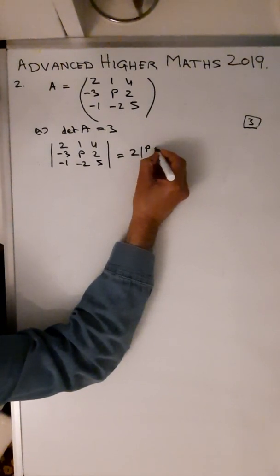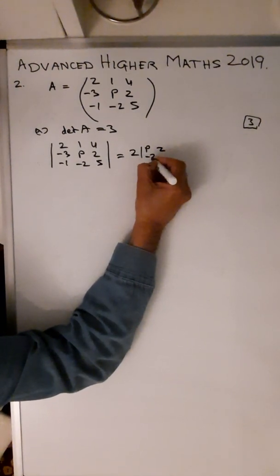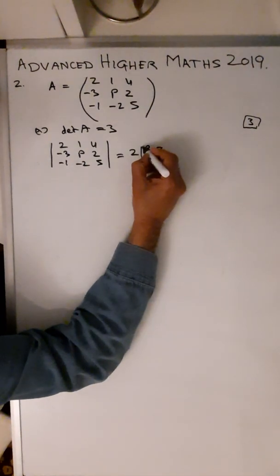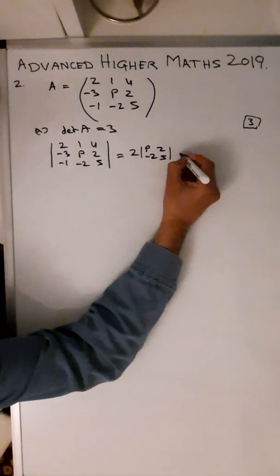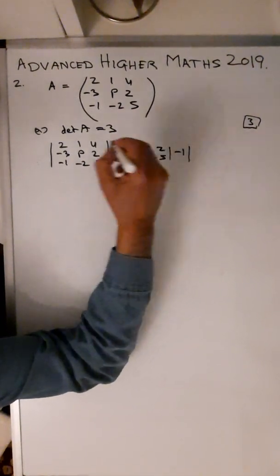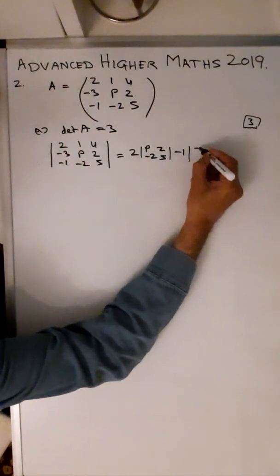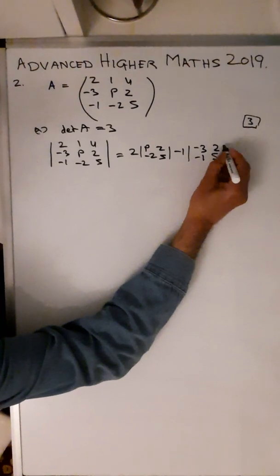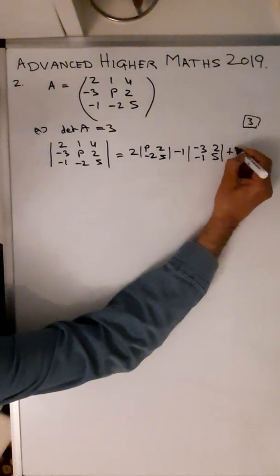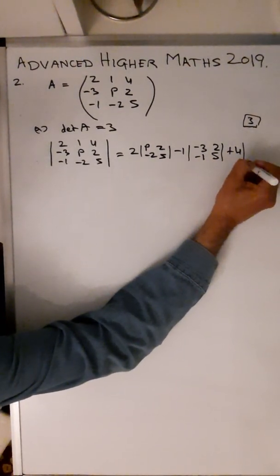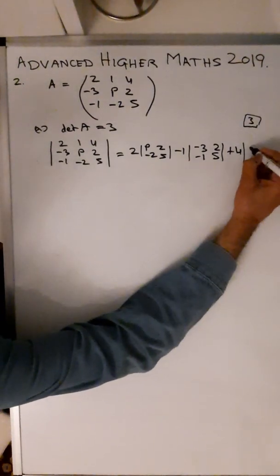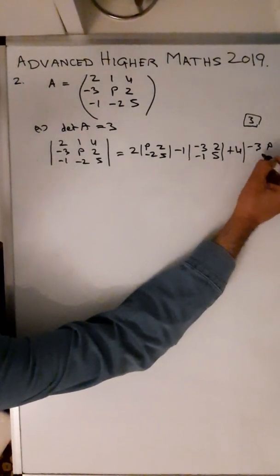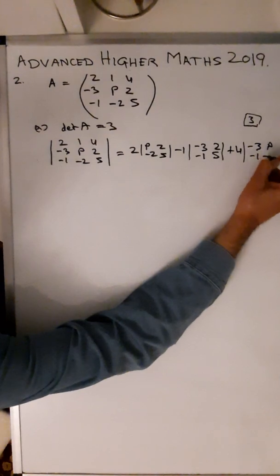the determinant of P, 2; minus 2, 5, minus 1 times the determinant of minus 3, 2; minus 1, 5, plus 4 times the determinant of minus 3, P; minus 1, minus 2.